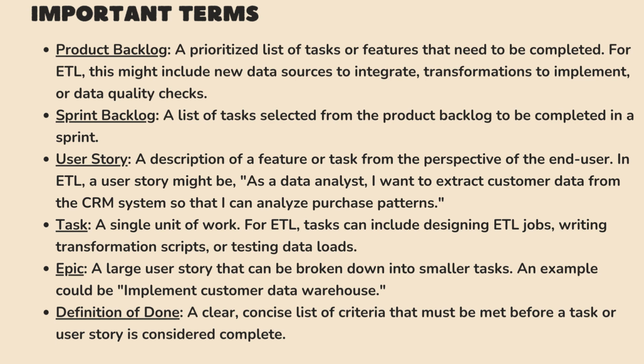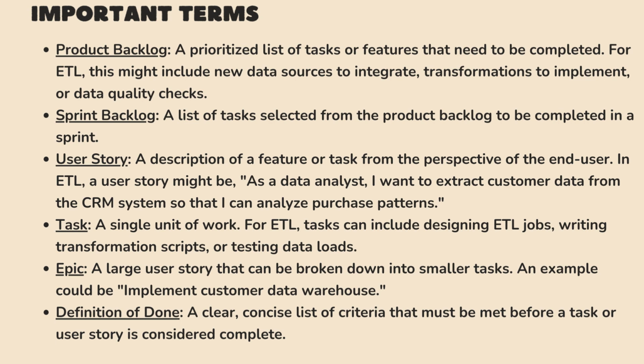Product backlog: a prioritized list of tasks or features that need to be completed for ETL. This might include new data sources to integrate, transformations to implement, or data quality checks. Sprint backlog: a list of tasks selected from the product backlog to be completed in a sprint. User story: a description of a feature or task from the perspective of the end user. In ETL, a user story might be, as a data analyst, I want to extract customer data from the CRM system so that I can analyze purchase patterns.